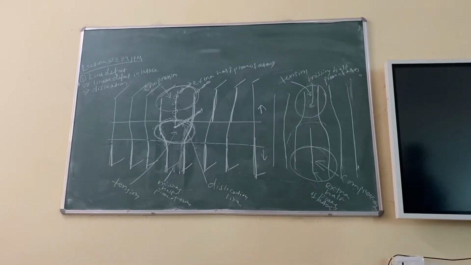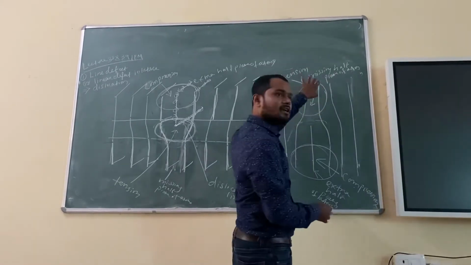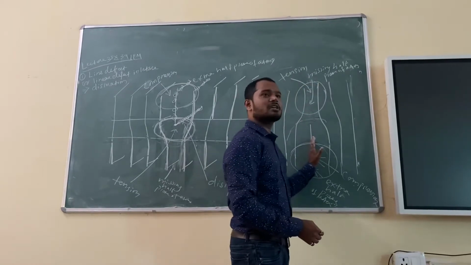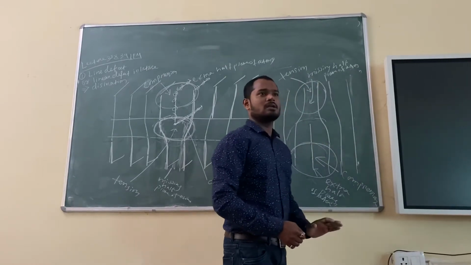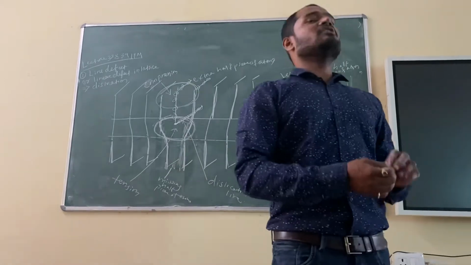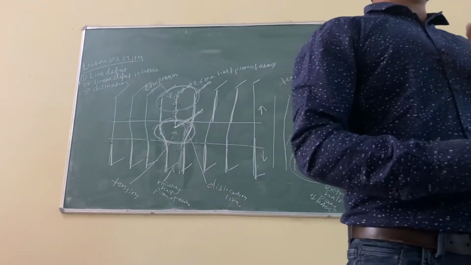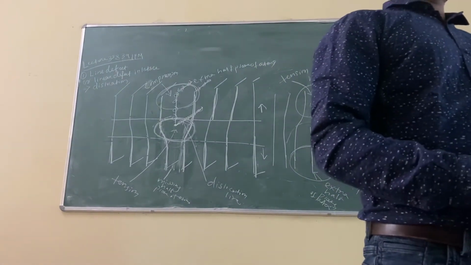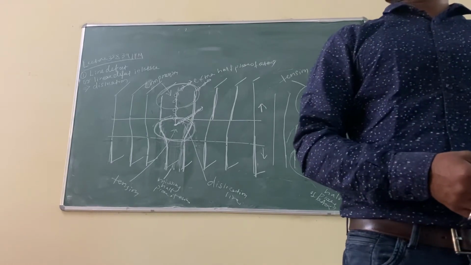That strain field will interact with this strain field. So what happens if there is interaction of the strain field of that and this one? This dislocation cannot move, right? Due to interaction of the strain field. If the dislocation cannot move, plastic deformation will not occur. So that is the main important part, right?